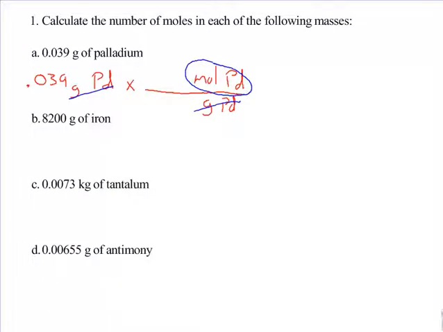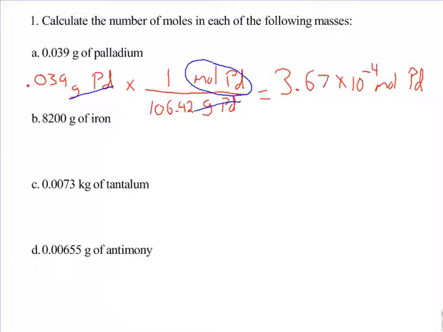So that's the number that we put right here. For every 1 mole of palladium, we have 106.42 grams of palladium. And then we put in the calculator 0.039 divided by 106.42. And the answer in scientific notation gives us 3.67 times 10 to the negative 4th moles of palladium. So that's the first example.